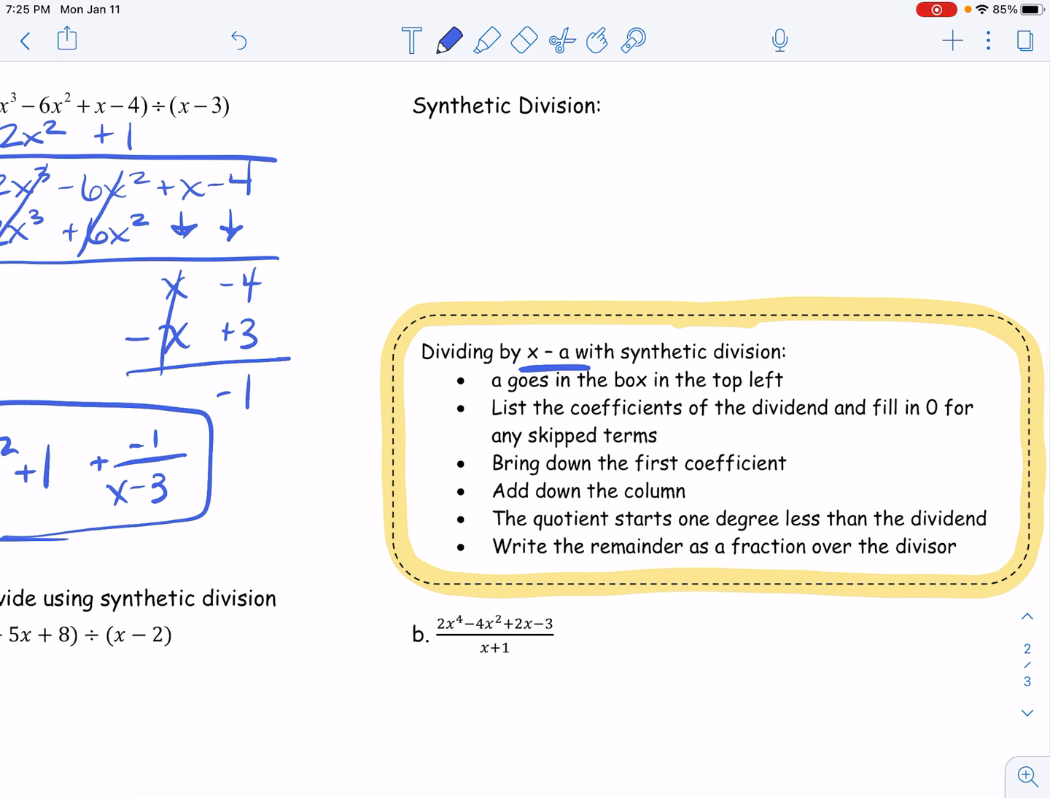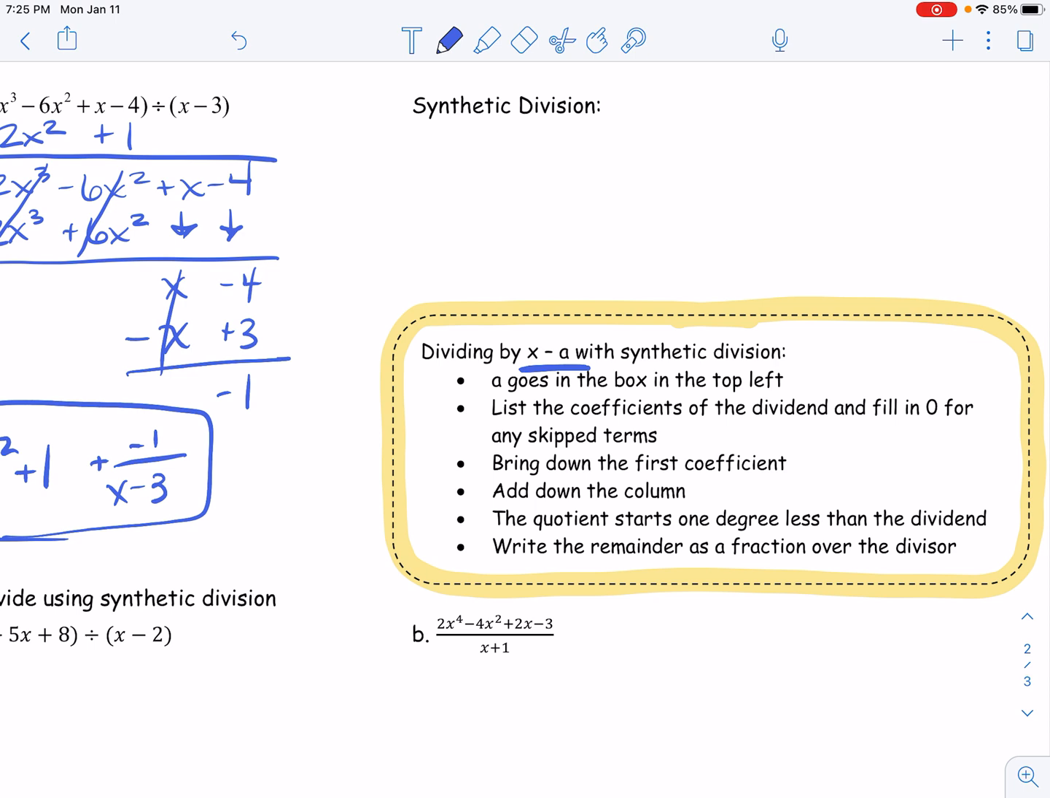Okay, so it says dividing by x minus a with synthetic division. That a value is going to go in the box in the top left corner. And I'm going to show you the structure of what we're talking about here. We're going to list the coefficients of the dividend and fill in 0 for any skipped terms. That's what I was talking about earlier. We're going to bring down that first coefficient. We're going to add down the column. And the quotient always starts with 1 degree less than the dividend. And as a reminder, we are always writing our remainder as a fraction over the divisor.